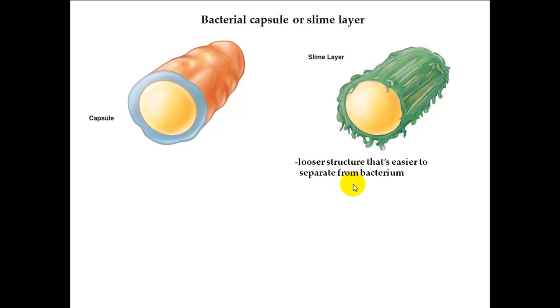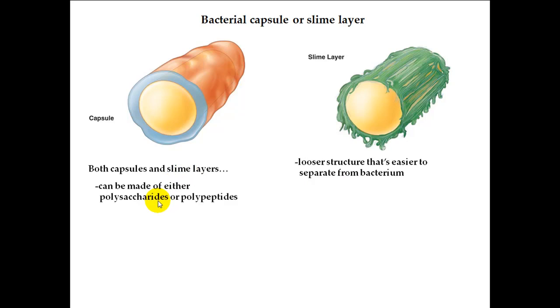Here's what capsules and slime layers have in common, though. They both are made up of the same stuff, and typically capsules and slime layers are made up of either polysaccharides or polypeptides. It turns out that if the capsule or slime layer happens to specifically be made up of polysaccharides, then there's a term that's used to describe that, and that term is glycocalyx. So whenever you have a glycocalyx, that's a capsule that's made specifically of polysaccharides.